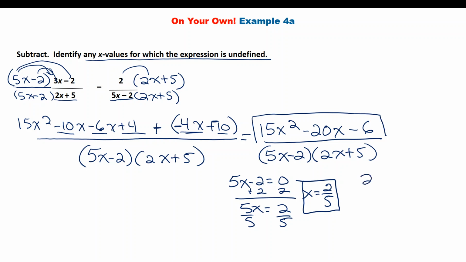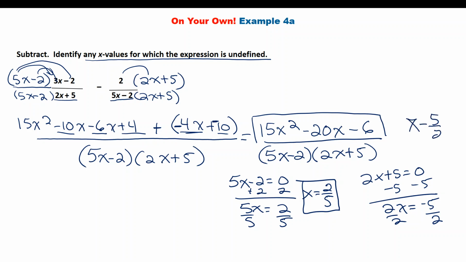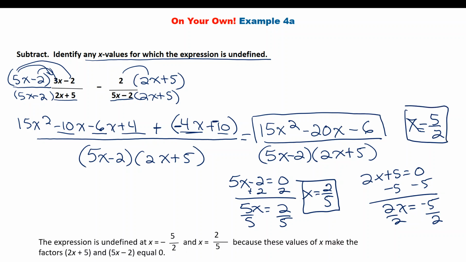And also, let's do the other one. 2x plus 5 equals 0. Subtract 5 from both sides. We end up with 2x equals negative 5. Divide both sides by 2. So when I have that x equals negative 5 over 2, my equation is also undefined. All right, so there it is, when x equals negative 5 over 2 and x equals 2 over 5, because these values of x make the factors equal to 0, and we don't want that to be 0, otherwise our equation is undefined.